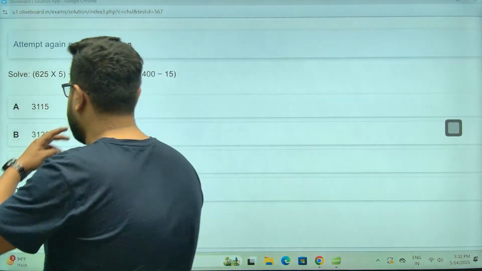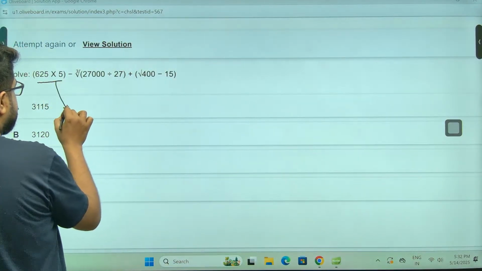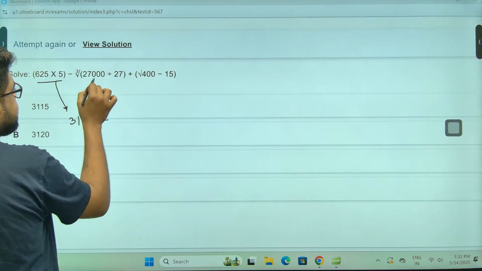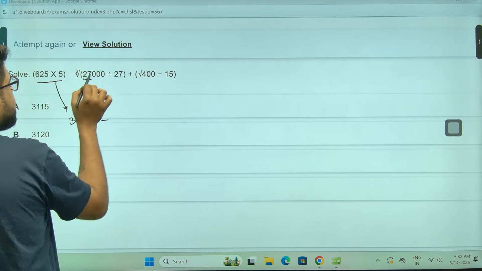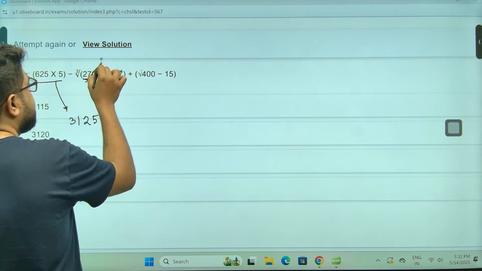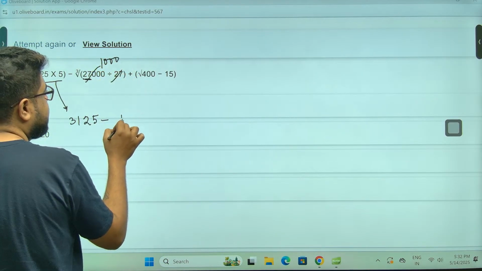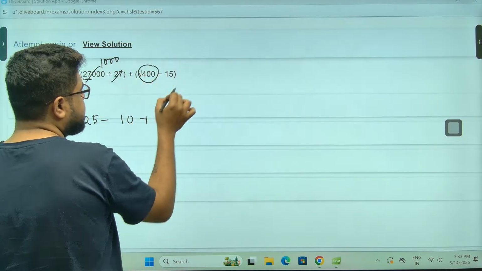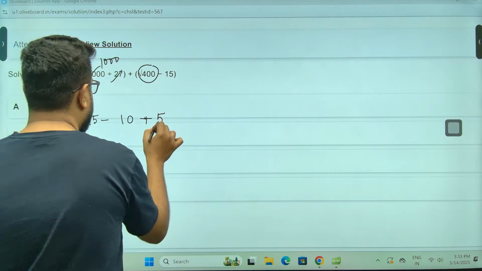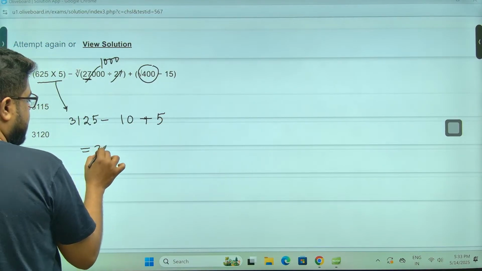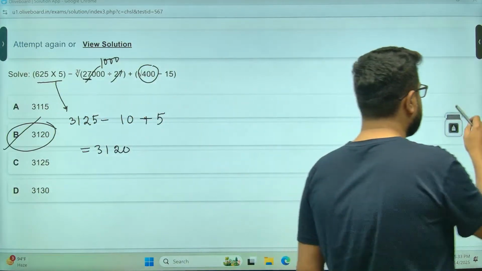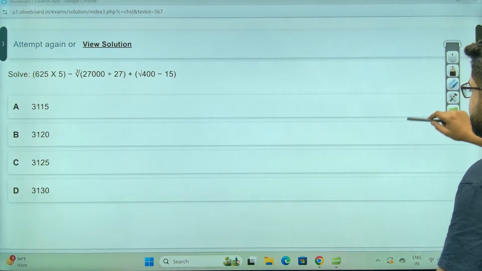Next one. 625 into this. This is how much, sir? 3125 minus. Sir, this is root 27. This is 20, so this is 1000. Cube root of 1000 means 10, plus 20, minus root 400 which means 20, minus this is 5. Meaning, sir, the answer is 3120. Option B.